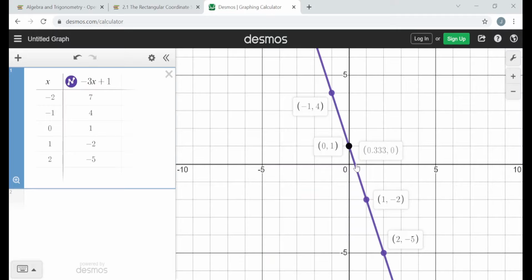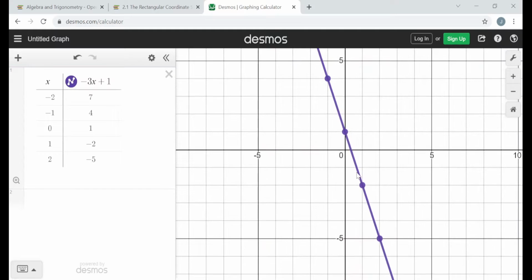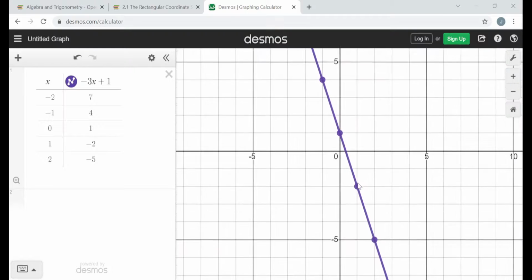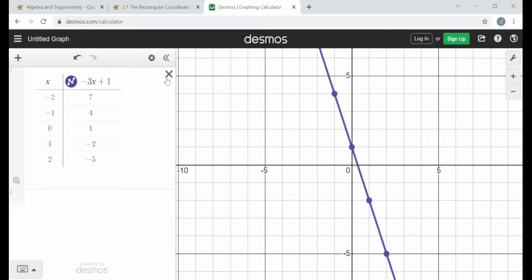And then we also had the 1/3, 0, right? And those 5 points, and you see the line going through all those 5 points with all the other solutions, right? There's all sorts of other solutions on this graph.